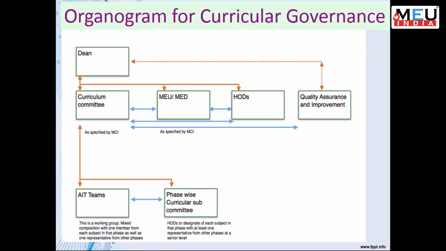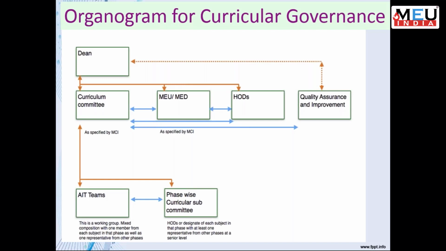And it has been said that the dean is mainly responsible, under whom there will be the curriculum committee, the medical education unit or department, and the heads of departments. So they should be having dialogue with each other, and this curriculum committee will have two parts. One will be the alignment integration topic team. So see to it that this working group is there in your own institution also, which will help you.